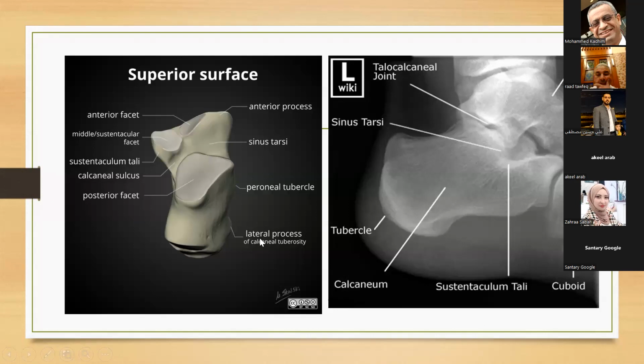This is the sustentaculum tali with the middle facet that articulates with the corresponding facet, and the anterior facet. Here is a lateral X-ray of the ankle joint showing the calcaneus and the talus. It has head, neck, and body. This area is called the sinus tarsi.